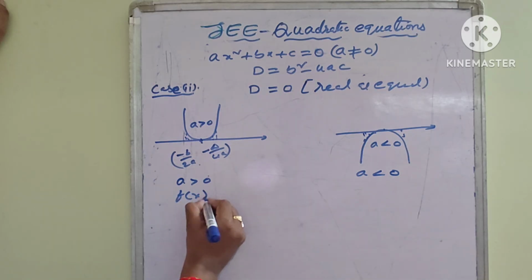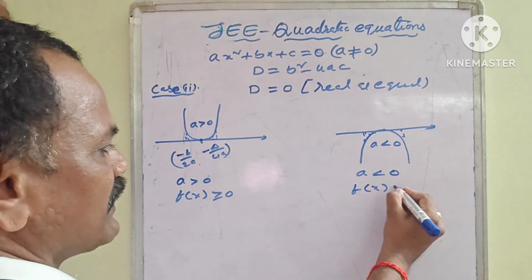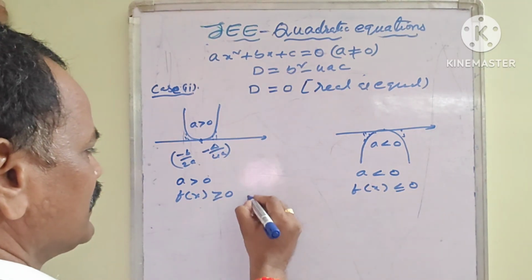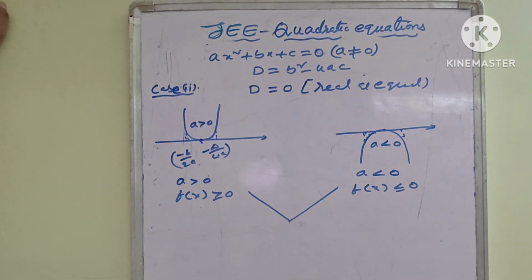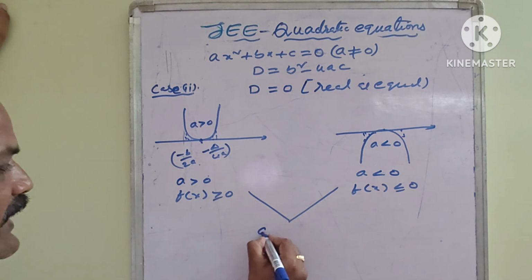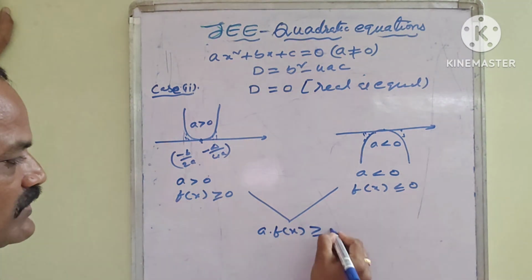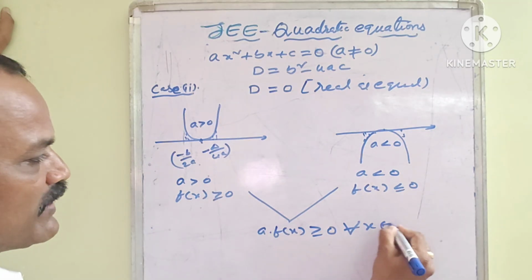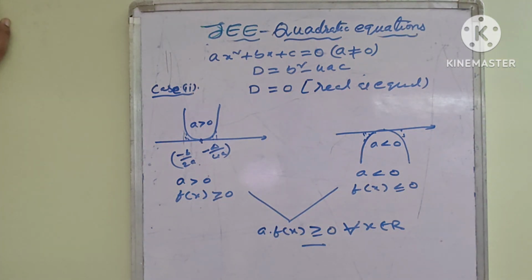Now the given expression f of x is greater than 0, the given expression f of x is less than 0. These two cases: a into f of x is greater than or equal to 0 for all x belonging to R. This is when the discriminant is 0, real and equal roots.